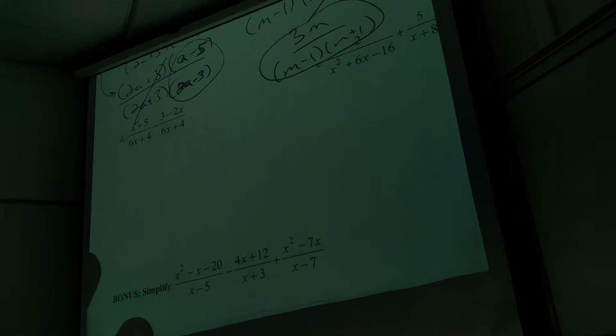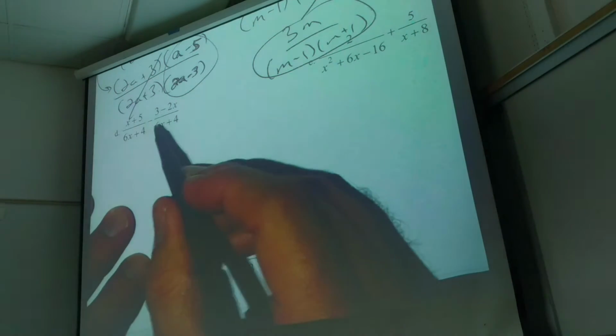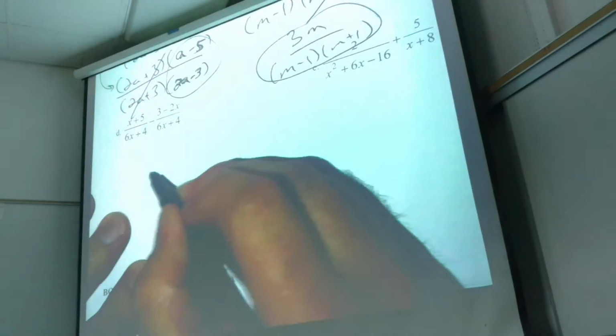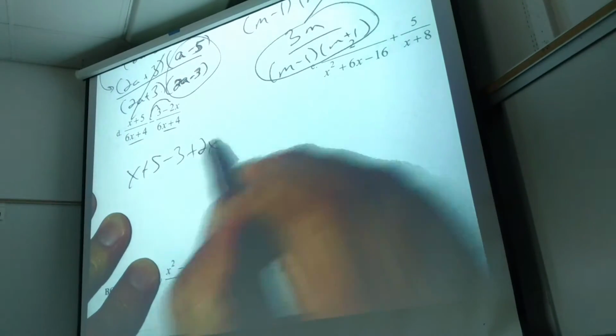So part D, the same idea, just a little bit different. You remember that minus in the middle. You got to stop your brain and say, brain, hold on, we got to be careful. So I got x plus 5. They already have the LCD, so I can just slap these together. Minus 3 plus 2x. I like it.